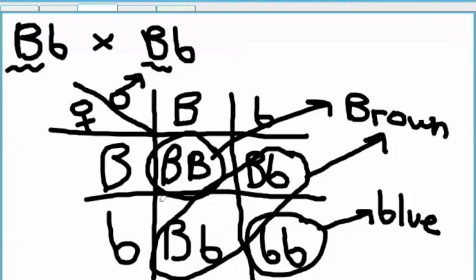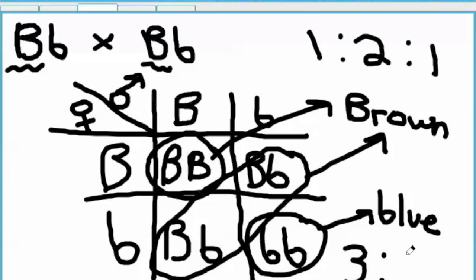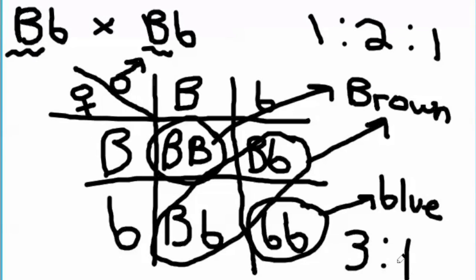From this, we can also see a difference between the genotype and the phenotype ratios. Our genotype ratio is 1 to 2 to 1 because we have one individual homozygous for the big B allele, two individuals who are heterozygous, and one individual who is homozygous for the little b allele. Our phenotype ratios, however, are slightly different. We have three individuals with brown eyes and one individual with blue eyes. And so we have a difference between our genotype ratio and our phenotype ratio.